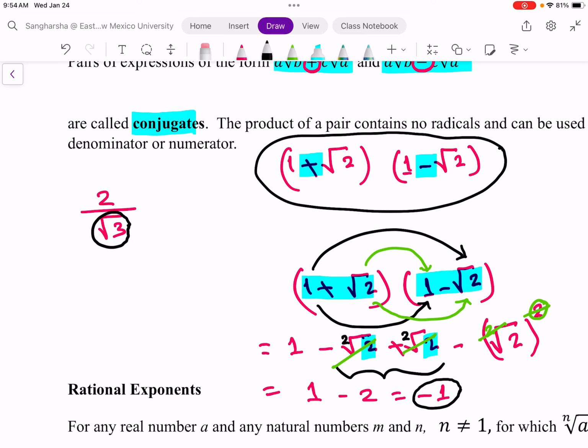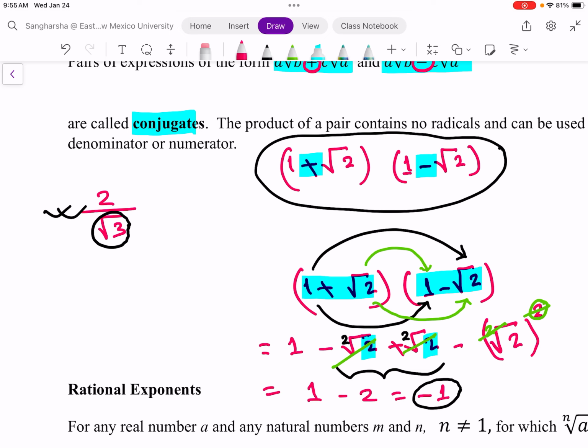Now let's go back to our previous example. We have 2 over root 3, and we want to get rid of this radical in the denominator. How can we get rid of the radical sign in the denominator? If you have a single-term radical expression, then if you multiply that term by the same term, we get rid of the radical sign. For example, you have the square root of 3, and if you multiply the square root of 3 by the square root of 3, we get 3, right?